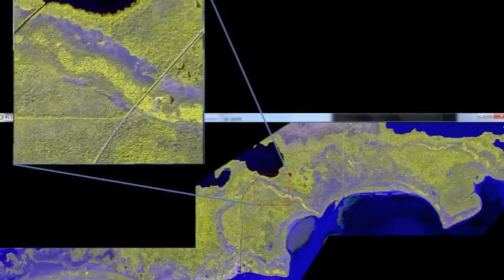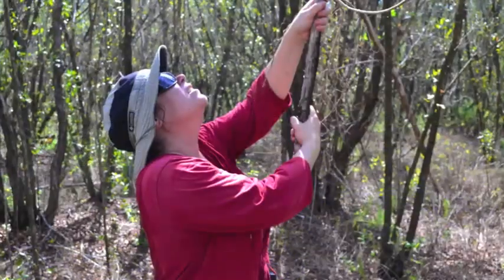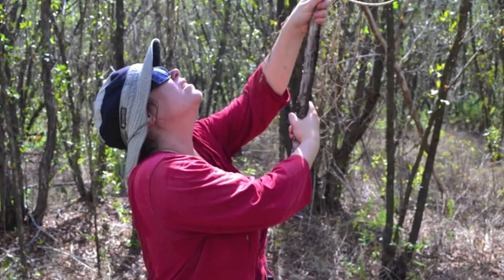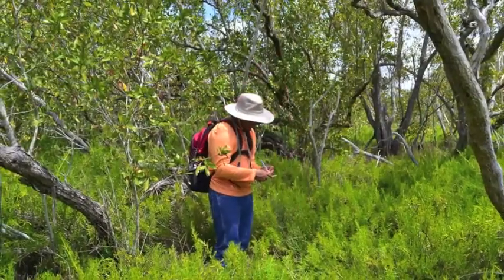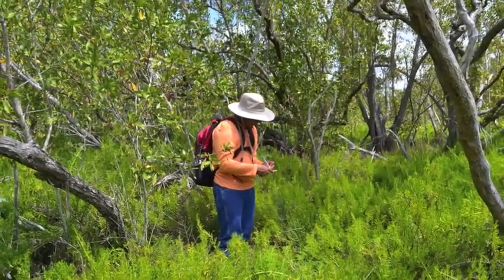Using remote sensing technologies, I'm comparing the distribution of today's coastal plant communities with those from 1981 to see how communities have changed over 31 years of sea level rise.